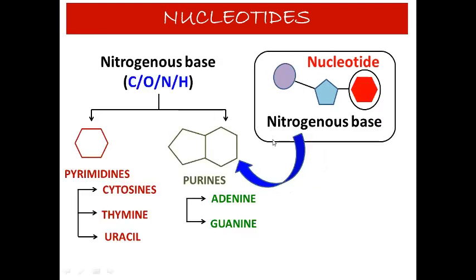Next, the third important chemical group present in a nucleotide is the nitrogenous base. Nitrogenous bases are basically molecules composed of a significant amount of nitrogen atoms. Due to the presence of nitrogen atoms, it acts like a base. So, as a whole, it is called a nitrogenous base.